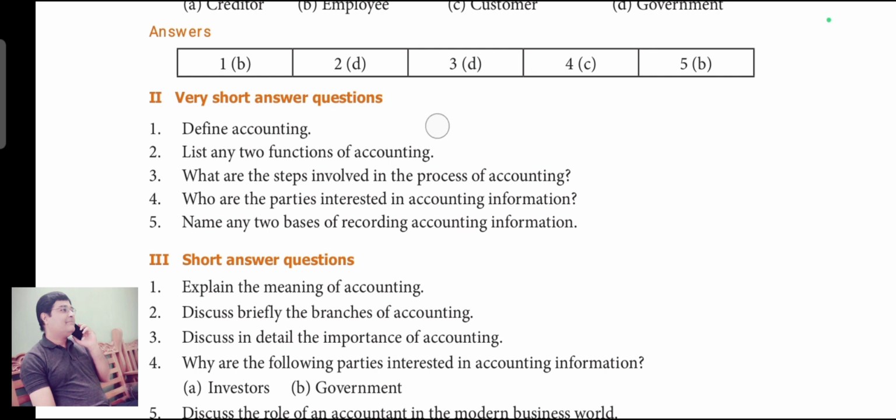Today I am going to give you the 11th accountancy important questions for the board examination point of view. Important theory and important exercise and illustration, everything I will give you.